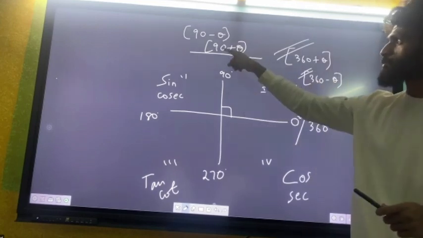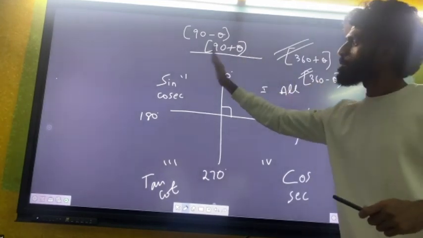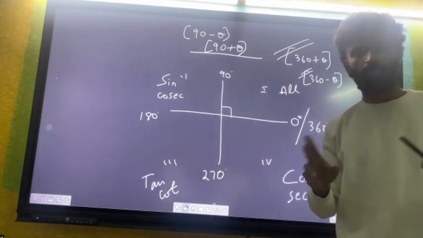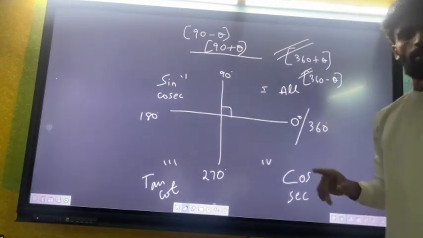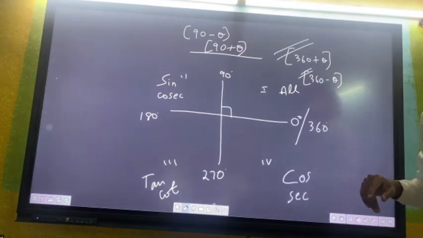Now let's say the next one, 90 plus theta. 90 plus theta, which quadrant? Second quadrant. No doubt about how it works. Remember all these things.